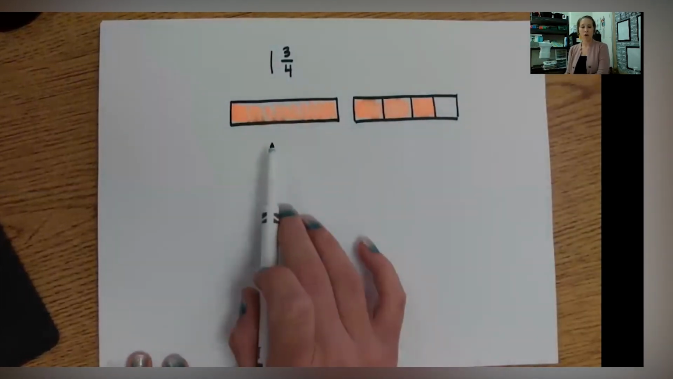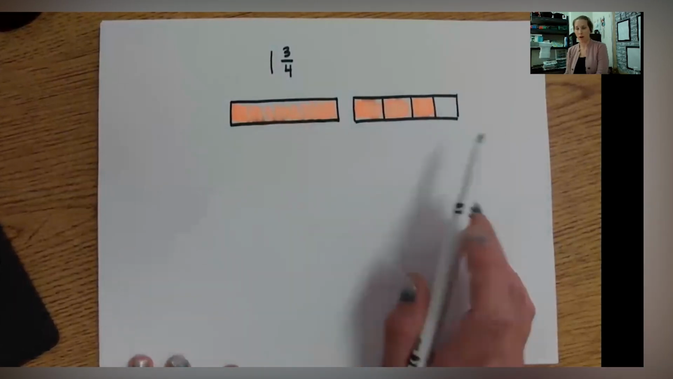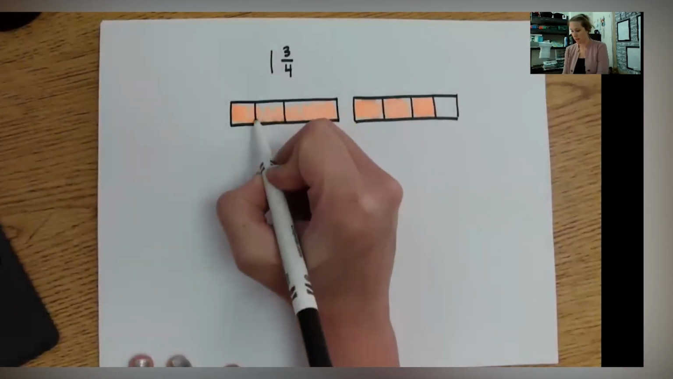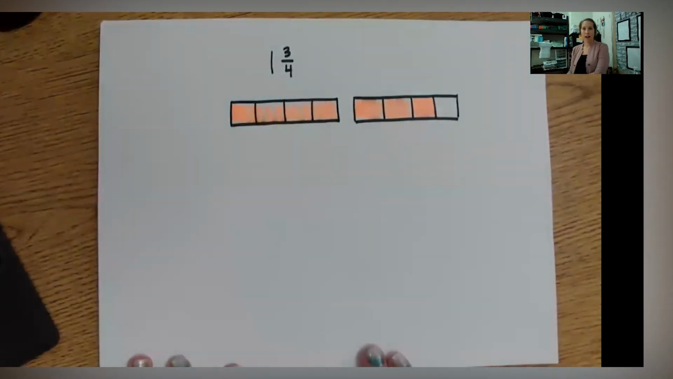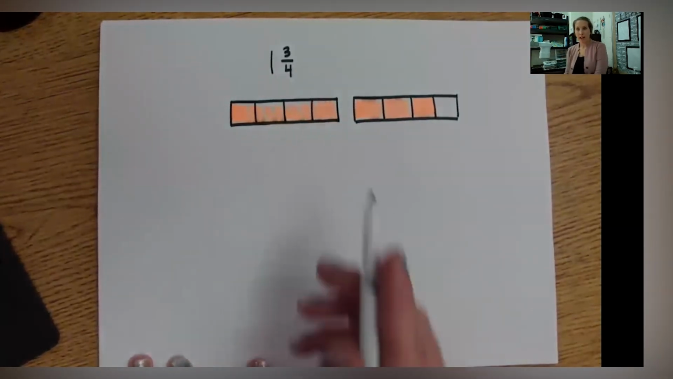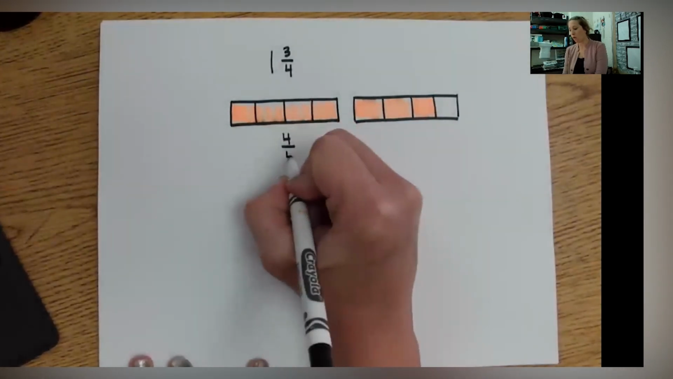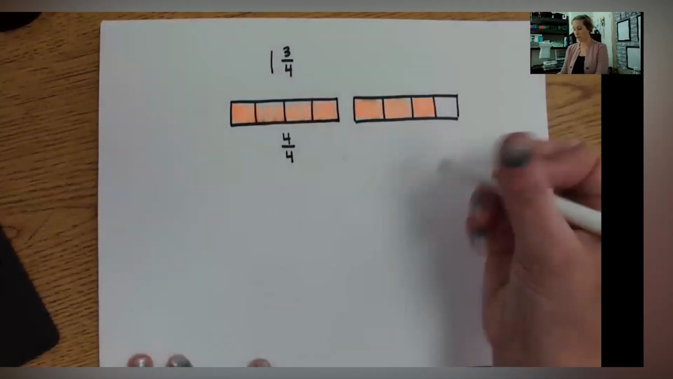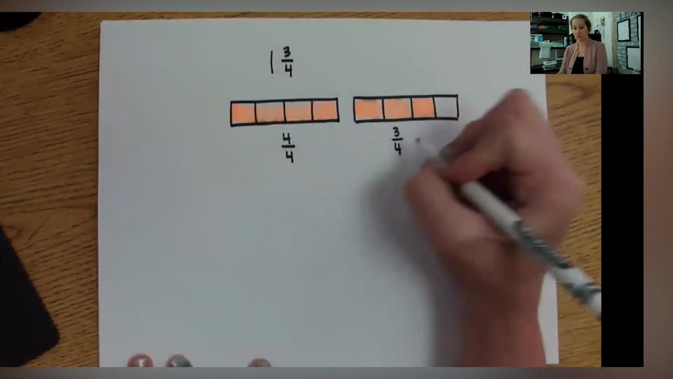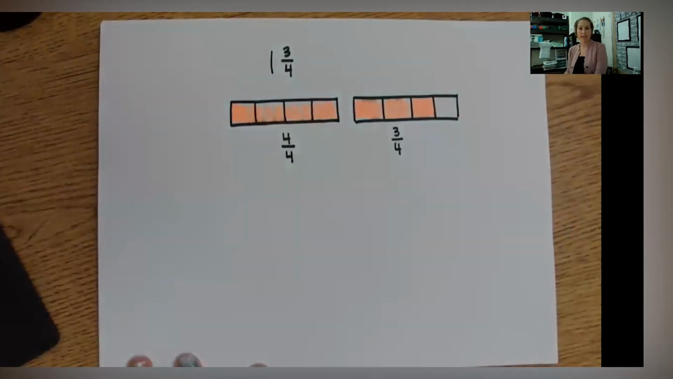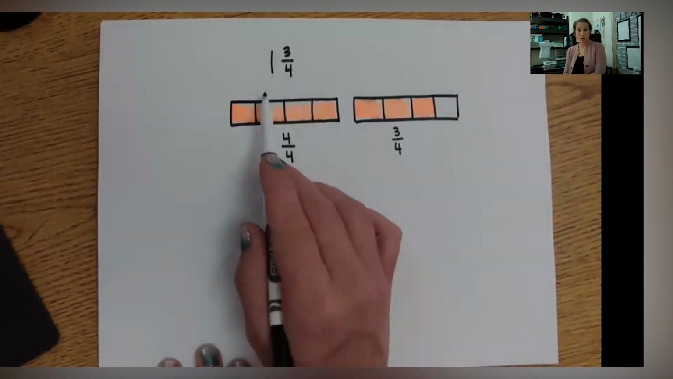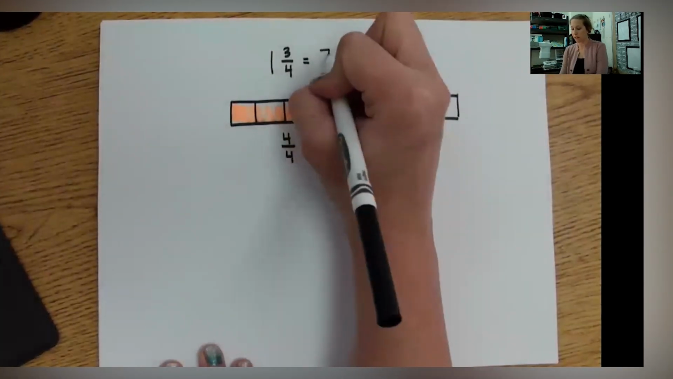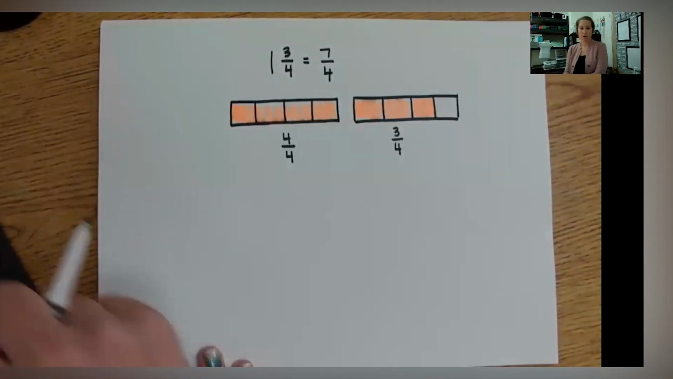Now, if I divided my whole into fourths as well, I could represent this a different way. Instead of 1 whole, I could say that this is 4/4. So if this is 4/4 and this is 3/4, how many fourths are shaded in all? I agree. There are 7/4. So I could say that 1 3/4 is equivalent to 7/4.